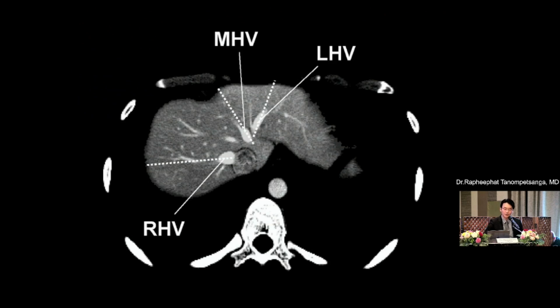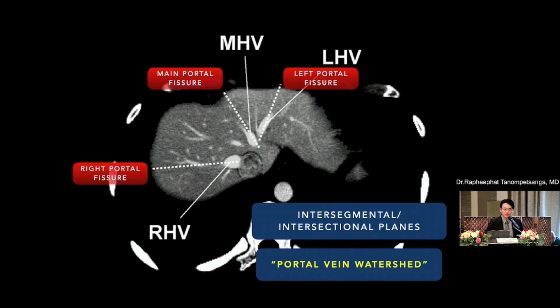So they have three fissure veins in the liver: right portal fissure, main portal fissure, and left portal fissure. It's called the intersegmental plane or intersectional plane. This area has no bleeding, like Professor said. It's a watershed area. He showed in his video clip: no bleeding, no cautery, if you go to the correct plane.